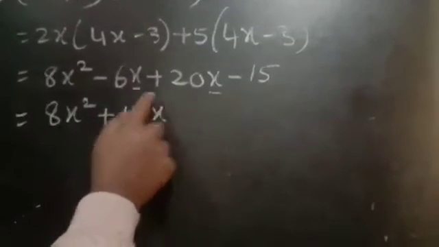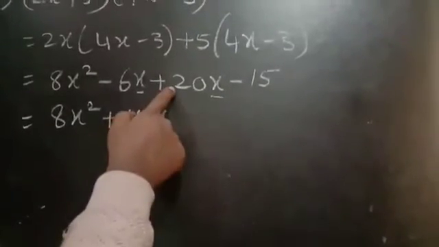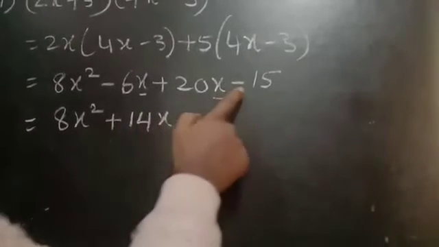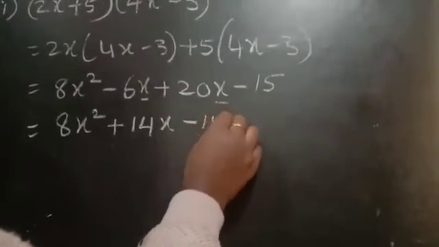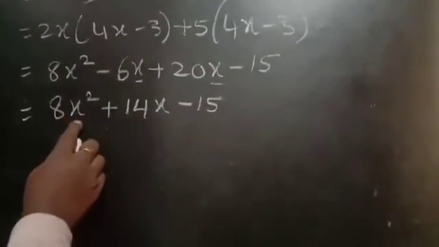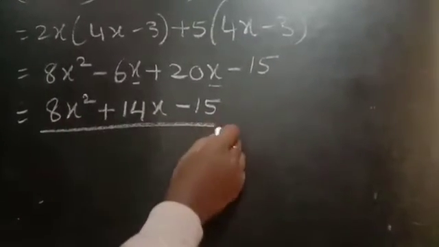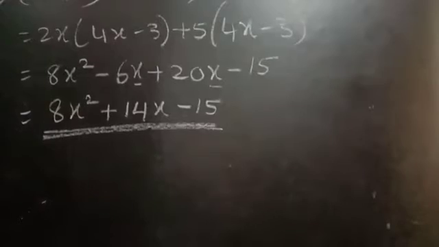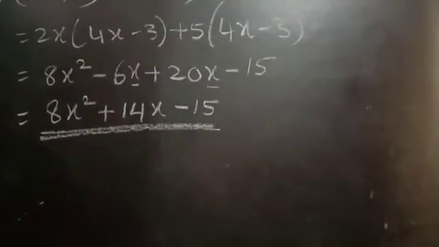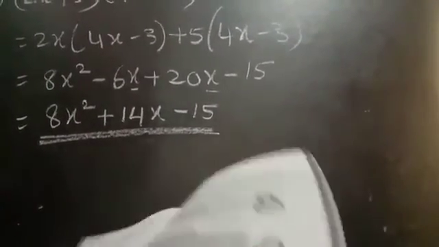14x. Why plus 14? Because the bigger number's sign is plus. Then 15 is the number term. This is the x square term, x term, number term. So this is the last step. Same like this you have to do the remaining sums. One more sum I will do here. This is the 6th sum I will do now.